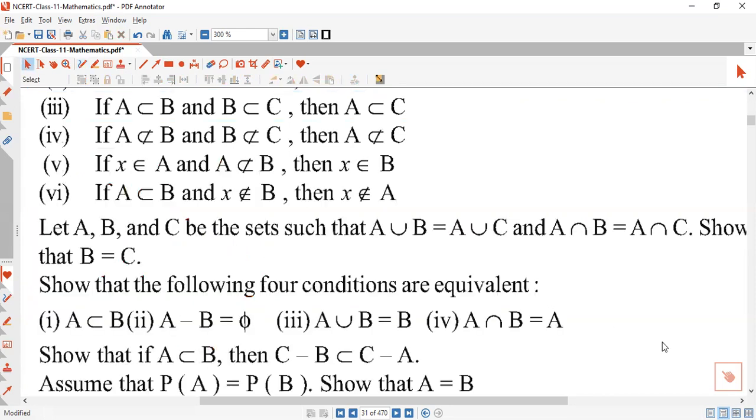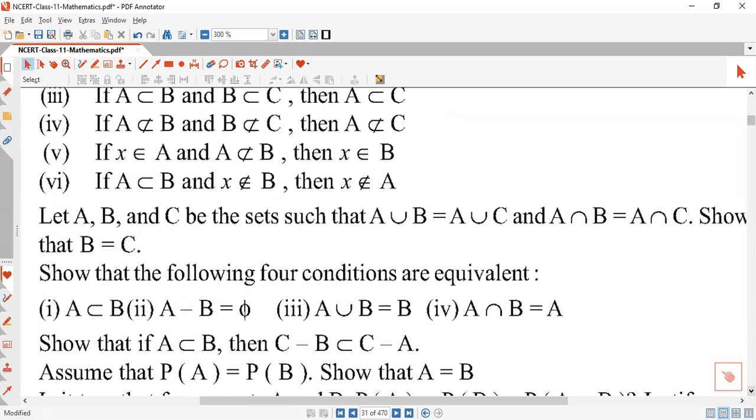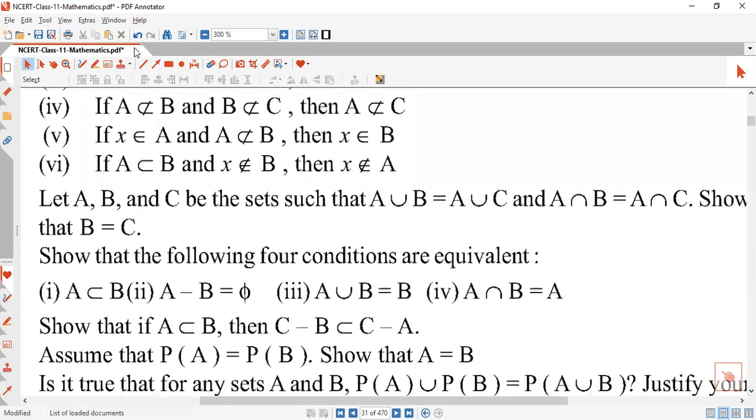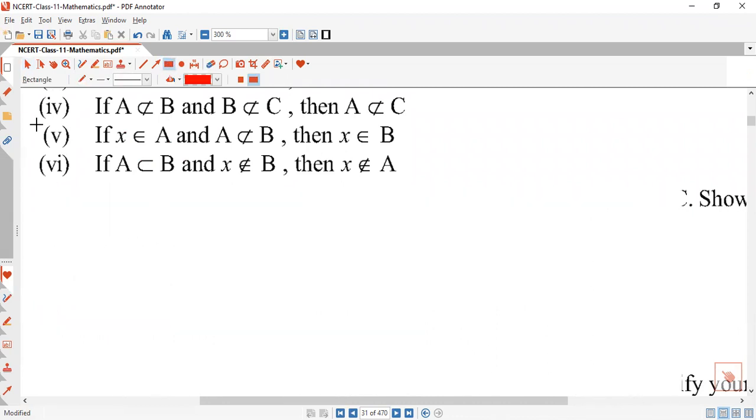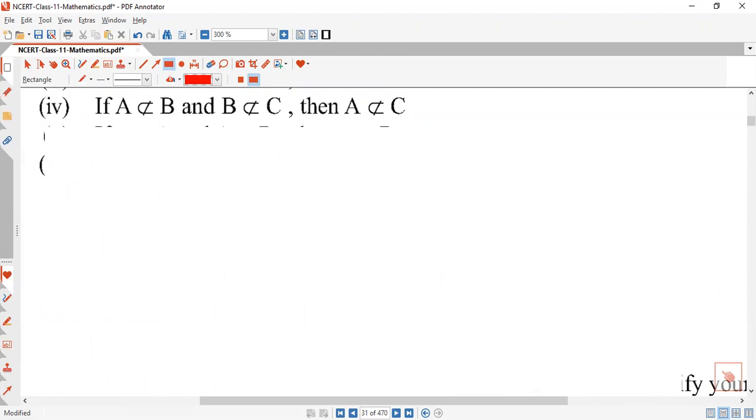Now, question number 4, the part 4 of this question. If A is not a subset of B and B is not a subset of C, then A is also not a subset of C. This question says that A is not a subset of B, B is not a subset of C, then A is not a subset of C. This statement is not true, it is a false statement.